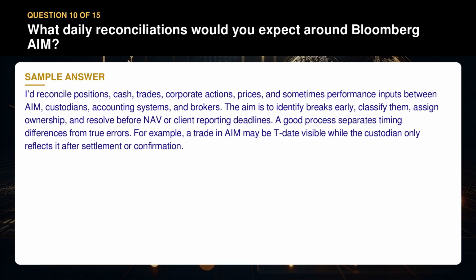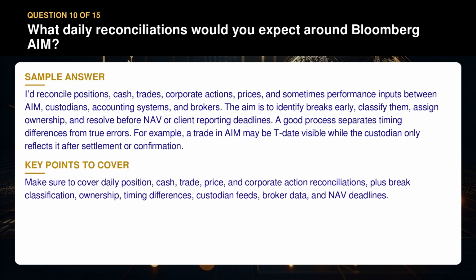A good process separates timing differences from true errors. For example, a trade in AIM may be T-date visible, while the custodian only reflects it after settlement or confirmation. Make sure to cover daily position, cash, trade, price, and corporate action reconciliations, plus break classification, ownership, timing differences, custodian feeds, broker data, and NAV deadlines.